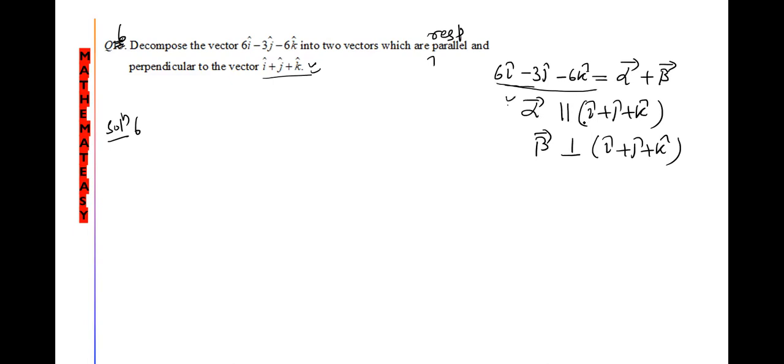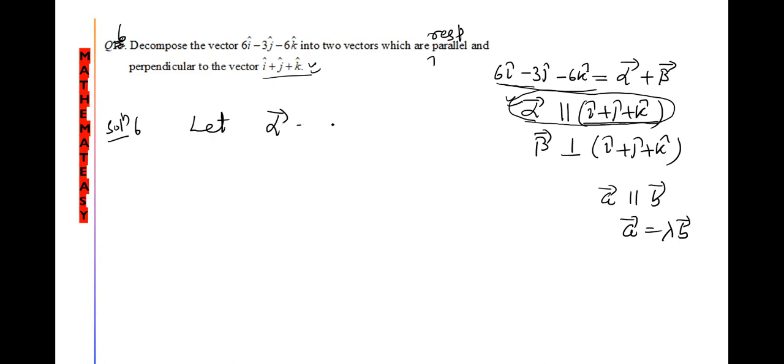alpha parallel to i plus j plus k. So if two vectors are parallel to each other, that means whenever A vector is parallel to B vector, we can write A vector equal to lambda times B vector, right? So since we are taking alpha vector parallel to i plus j plus k, we can write, let alpha vector equal to lambda times i plus j plus k. Lambda is any real number, any constant, right? So this is alpha vector.